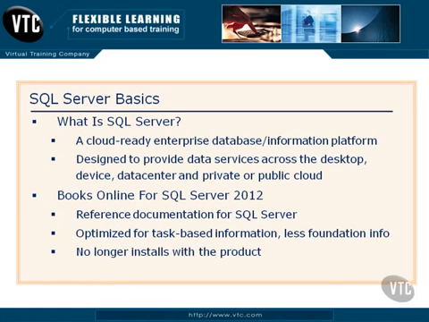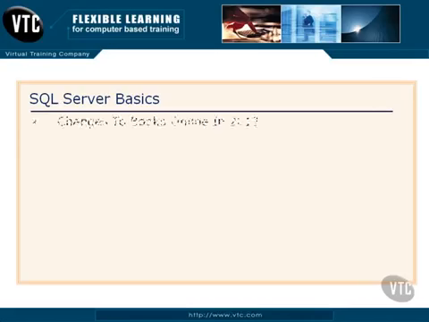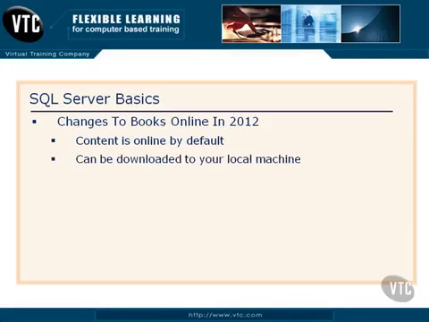Also, Books Online no longer installs with the product, and it does not exist locally on the hard drive. It is available online. So when you try to go for help or Books Online, you're actually connecting across the internet to Microsoft's TechNet site. Now, this is kind of good and at the same time kind of bad. Since that content's online by default, it's always updated, you're always seeing the latest, but this doesn't always work for everybody, so you can still download it to your local machine.